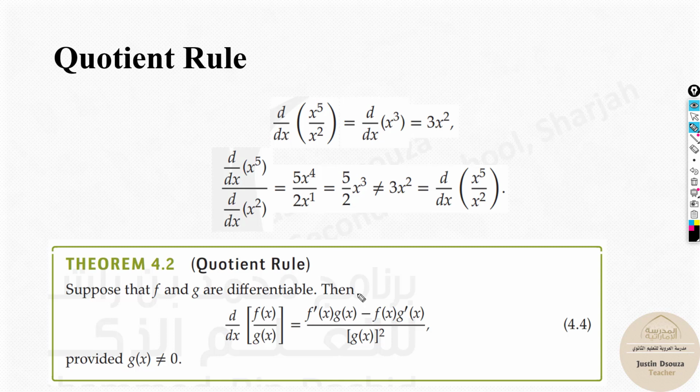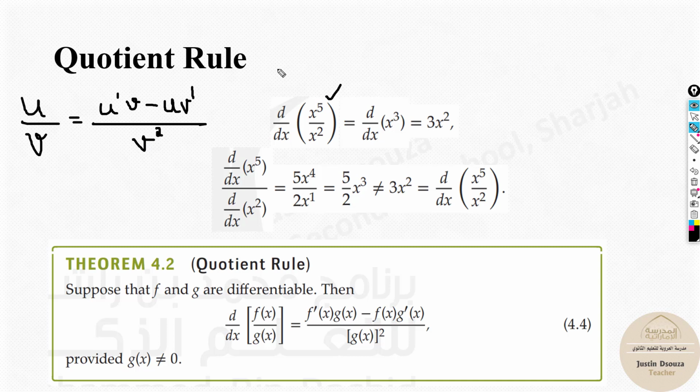Let's apply the quotient rule for this term. What happens? The upper term is f of x. It's also written as u by v, that is equal to u dash v minus uv dash divided by v denominator square, okay, that is v square. So make sure you remember this order.